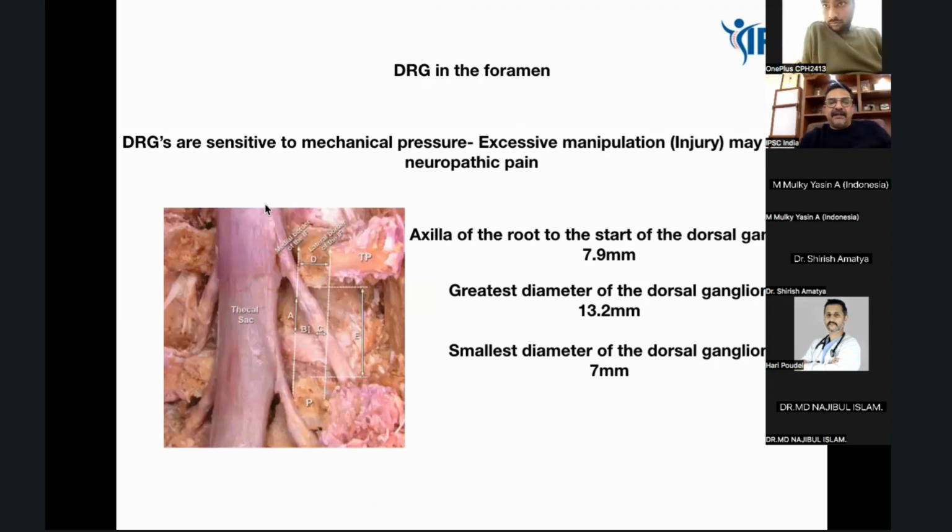DRGs, as I mentioned, are very sensitive to pressure. Whenever we are doing an endoscopic procedure, there are chances that your DRG or the exiting root may get compressed and cause neuropathic pain for some time, or maybe some paraparesis for some time, which is common. But you don't have to worry about that. You just have to be very quick. Don't manipulate too much over here. Especially the cranial tilt of your working channel we should avoid, because that will compress your root for a longer time.